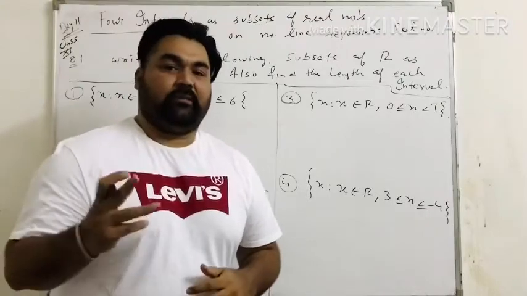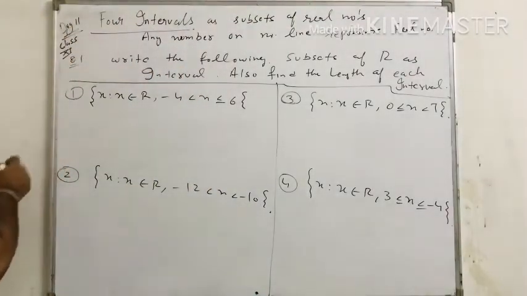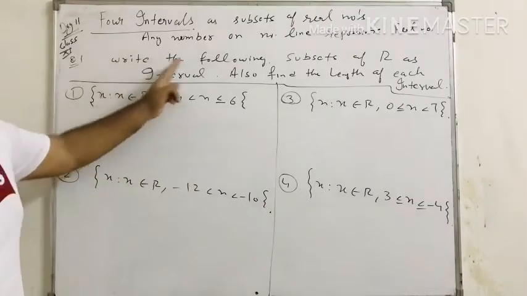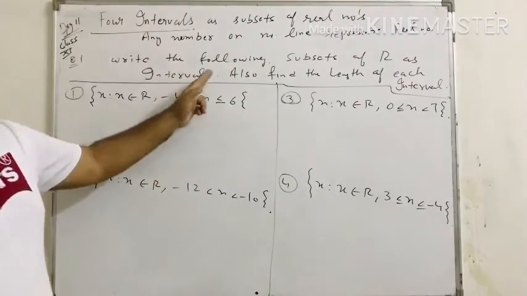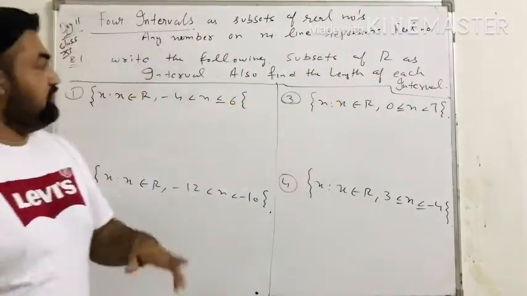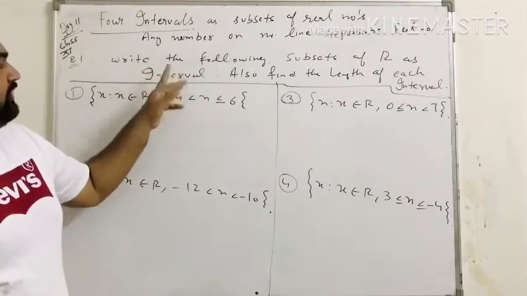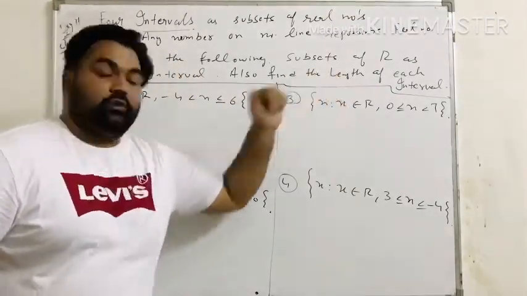Now we take some examples regarding the concept of intervals. The question is, write the following subsets of R as the interval. Also find the length of each interval. So there are 2 questions. Firstly, we will have to find the intervals. Then we have to find the length of each interval.